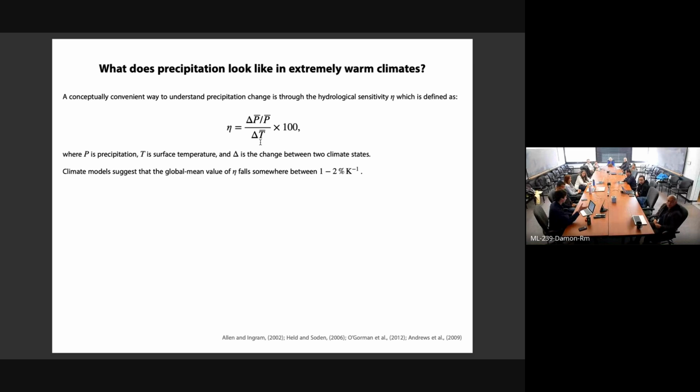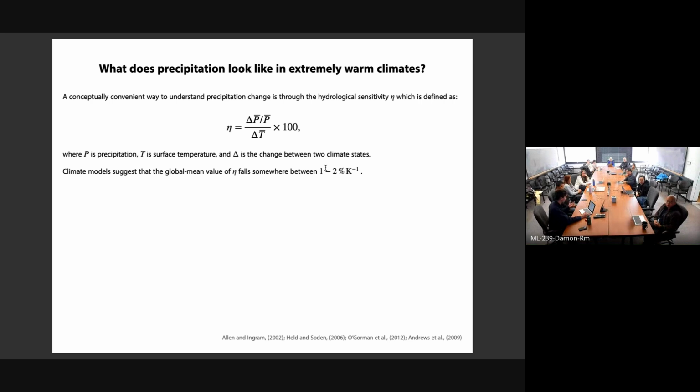And if you estimate this from climate models under an abrupt 4 times CO2, you find that models say this eta parameter globally is just 1 to 3% per Kelvin. And what that means is that for every degree of global warming, you only increase precipitation by 1 or 2%, which is quite small. But we know that this eta parameter scales with regional hydrologic changes, regional precipitation extremes. So there's a lot of value in trying to constrain the global hydrologic sensitivity.